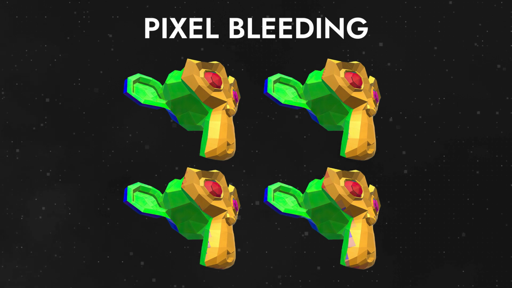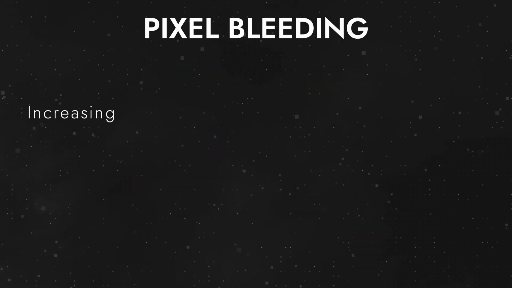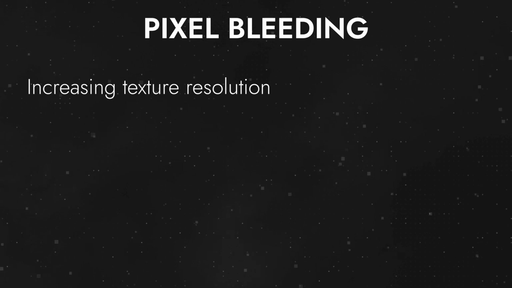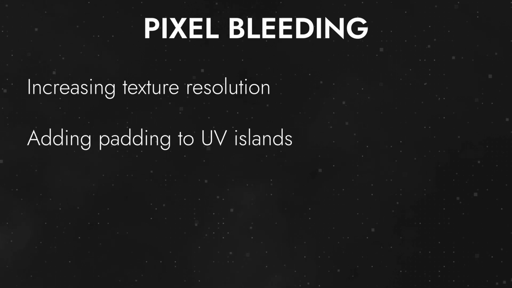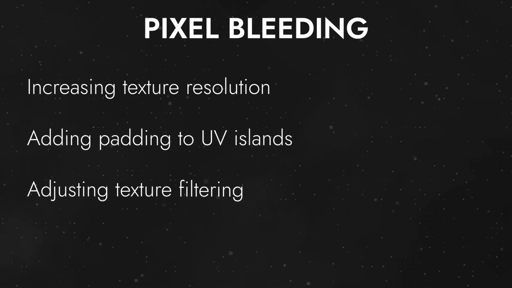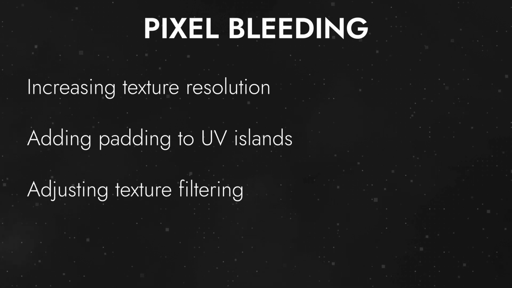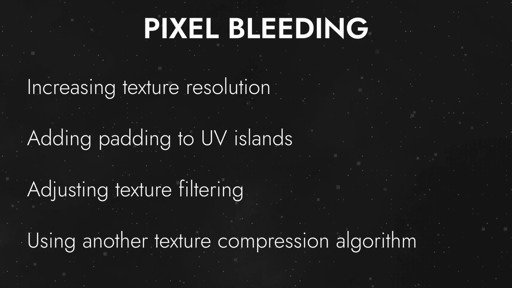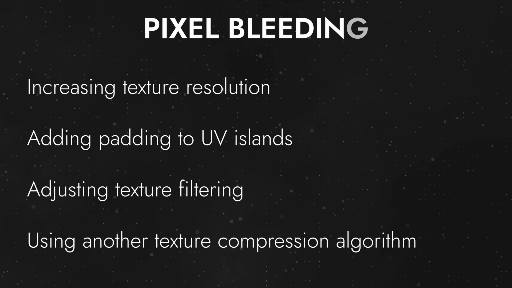To prevent pixel bleeding, several techniques can be used, such as increasing the resolution of the texture, adding padding between adjacent texture areas, adjusting texture filtering and sampling parameters, or using texture compression algorithms to minimize compression artifacts.